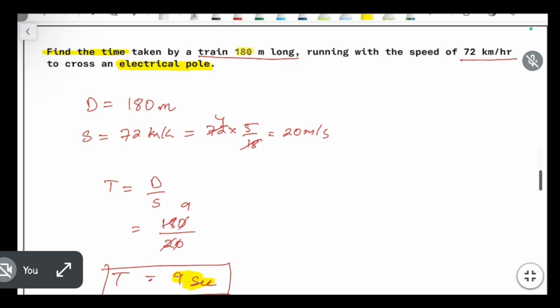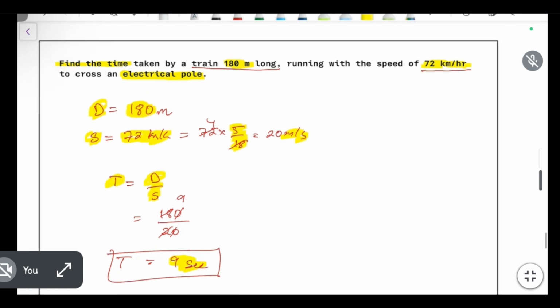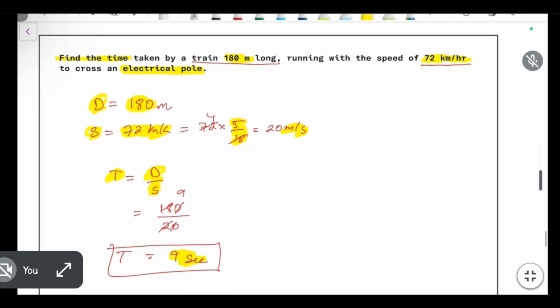The train length is this one, and it is traveling at the speed of this one. So the distance is nothing but the length of the train only, and the speed is given in kilometer per hour. We need to get it in meter per second, so that's the reason why I'm multiplying by 5 by 18. And next, distance by speed is time. So put the values, get the answer. That's how easy it is to solve train problems.